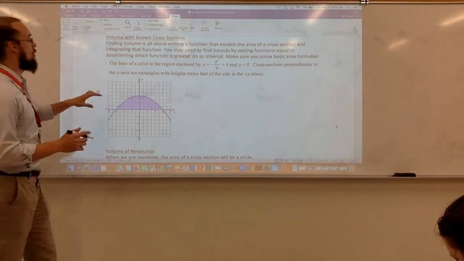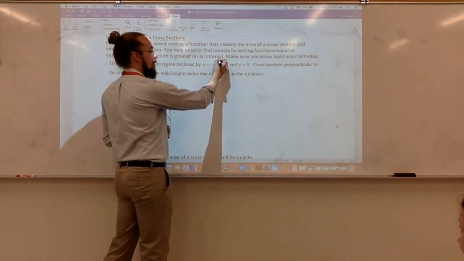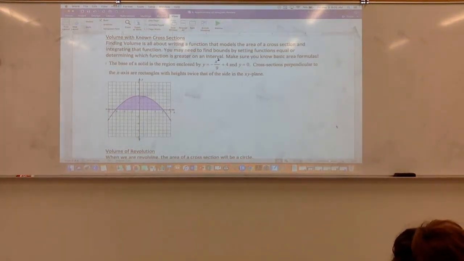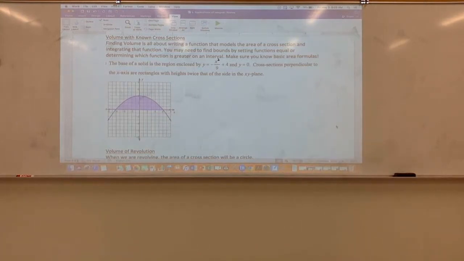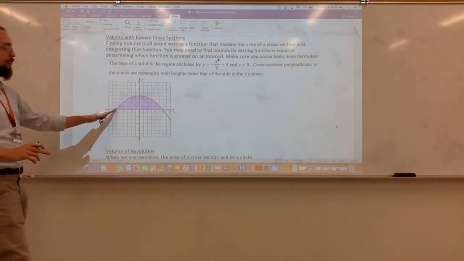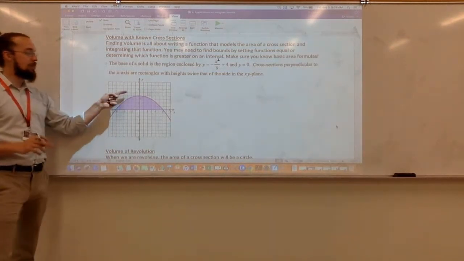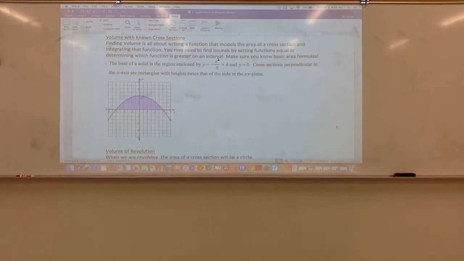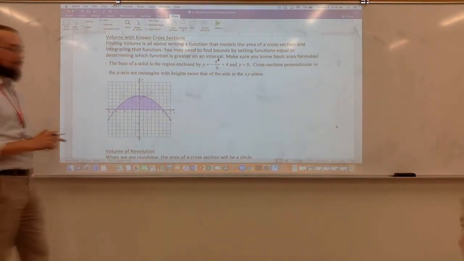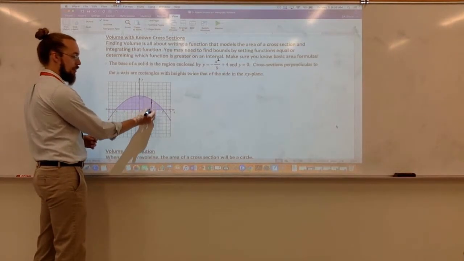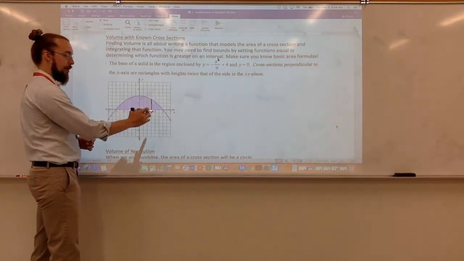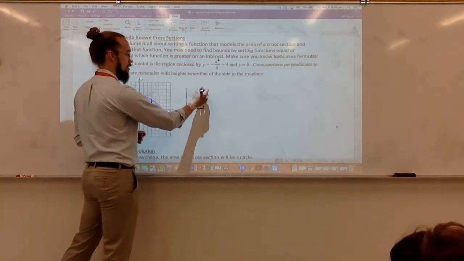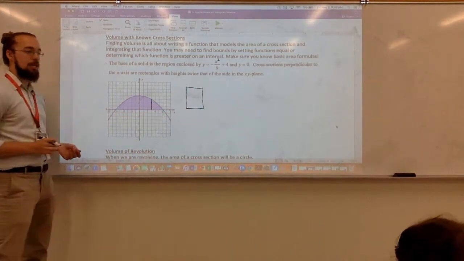So for this example here, squared kind of got cut off there. We are given this function, y equals negative x squared over 9 plus 4, and y equals 0. So this is the region that we're looking at, and cross sections coming out of the board are rectangles with heights that are twice that of the side in the xy plane. So what it's saying is, here's the base, the height coming out of the board is twice that length. So my rectangle is twice as tall as it is wide.